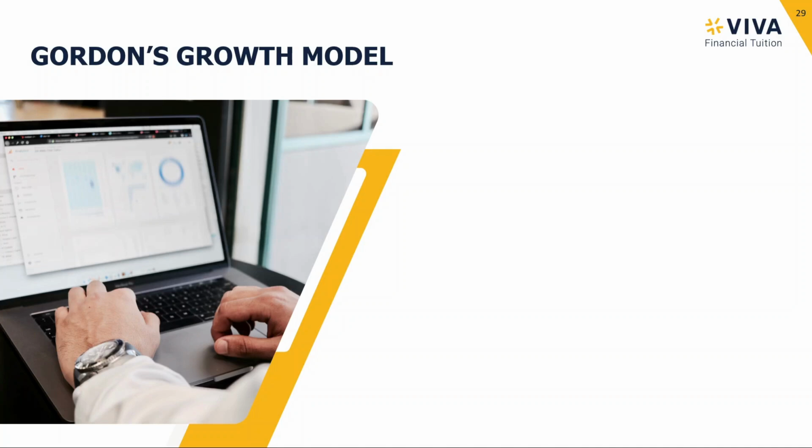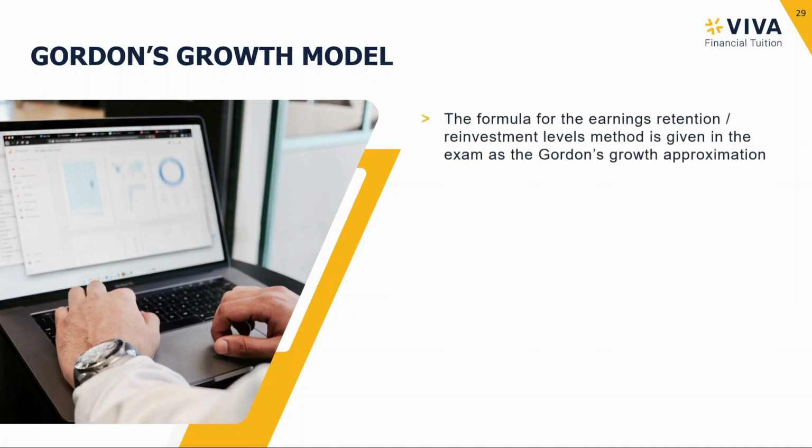So let's take a look then at the model. So the formula then uses earnings retention and reinvestment levels there. And it's actually given in the exam as the Gordon's growth approximation. So this is the formula then that you'll see. So g equals b re. Remember here, the mathematical notation is key. Okay, when we're using a bit of algebra, and don't let that word then put you off, b times re, we don't need to write the multiplication symbol in there, but it's almost kind of hidden in there. So watch out for it.